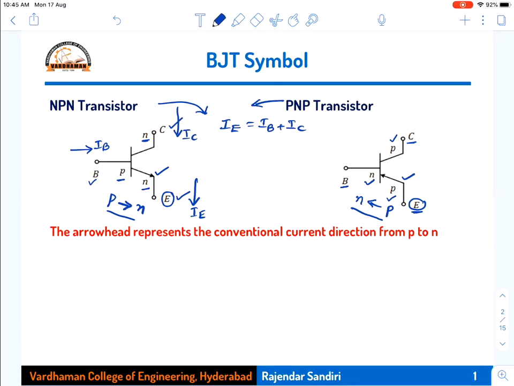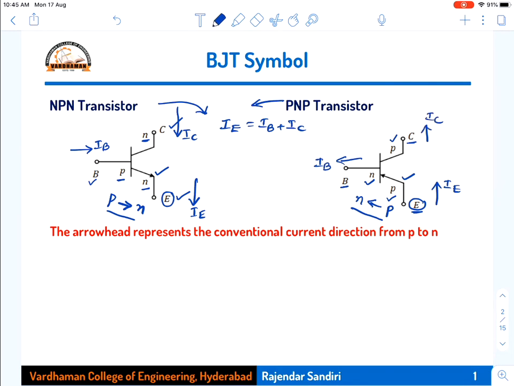And if the arrow shows that the emitter current is leaving the transistor from the P side to the N side, then we call the transistor symbol an NPN transistor. In the PNP transistor, the emitter current enters into the transistor. If the emitter current is entering the transistor, then according to KCL, the remaining two current components will be leaving the transistor. So IB is leaving, IC is leaving.